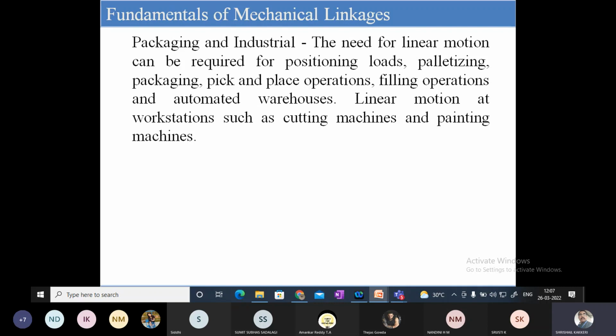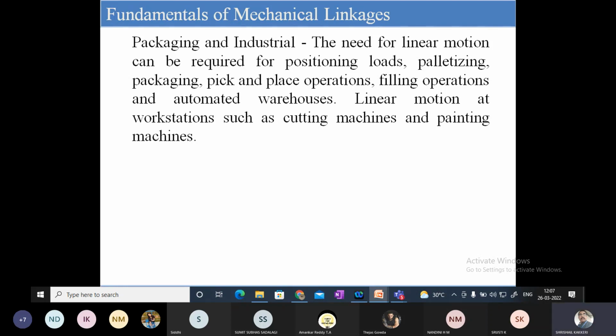Okay, and for the filling operations, maybe the different parts filling. And in the warehouses also it will be used. So like this in the painting also it will be used, in the cutting mechanisms. All these we are finding the linear mechanisms, and linear mechanisms will be used for the shaping machines also. You can see that the shaping machine, okay, here the workpiece will be moved in a linear way. This is also a linear mechanism.